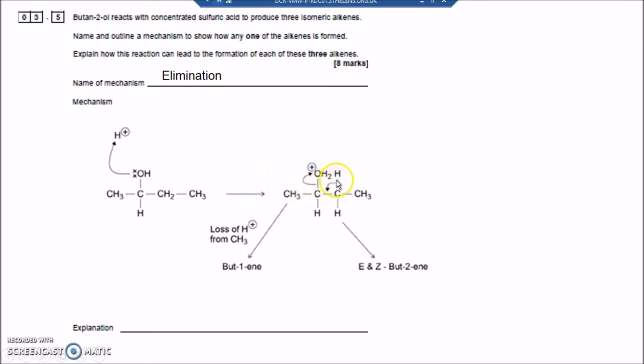This way, so what I mean is, instead of that H being broken off, if one of the H's to the left were broken off, then the double bond would be here. So if I had an H here and that released electrons between carbons number 1 and number 2, the double bond would be between carbon number 1 and 2, and it would make but-1-ene. So H can be released from the left or to the right of where the OH is, either from carbon number 1 or carbon number 3, and that will create two different structural position isomers, but-1-ene and but-2-ene.